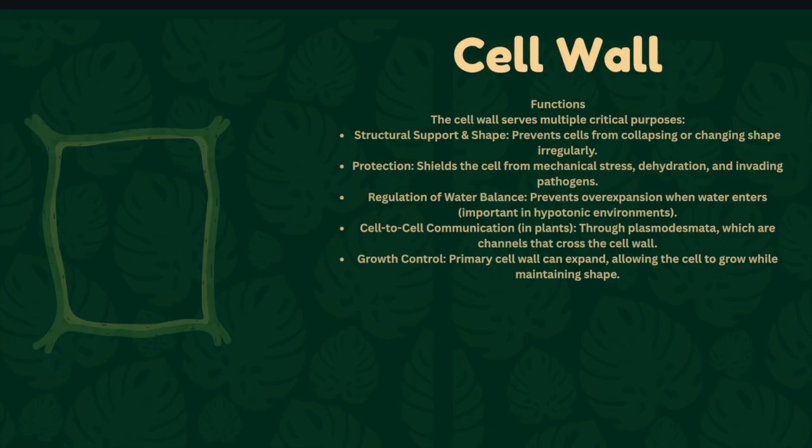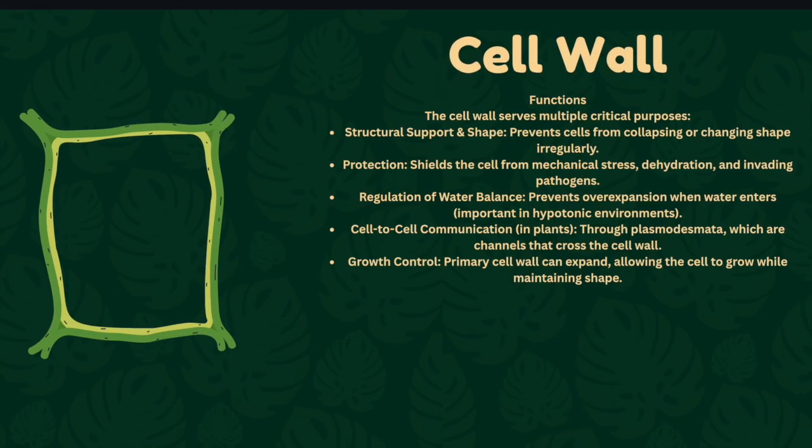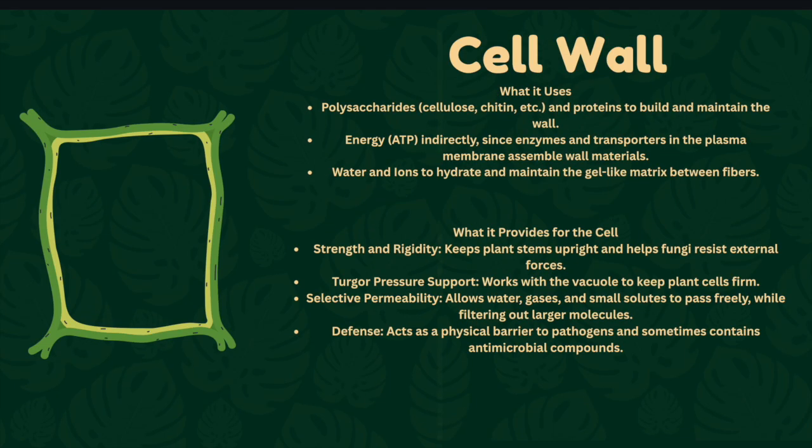The functions of the cell wall: it serves many critical purposes: structure, support, and shape, protection, regulation of water balance, cell-to-cell communication, and growth control. What does the cell wall use? The cell wall uses polysaccharides and proteins to build and maintain the wall. Energy, ATP directly, since enzymes and transporters in the plasma membrane assemble wall materials. Water and ions to hydrate and maintain the gel-like matrix between fibers.